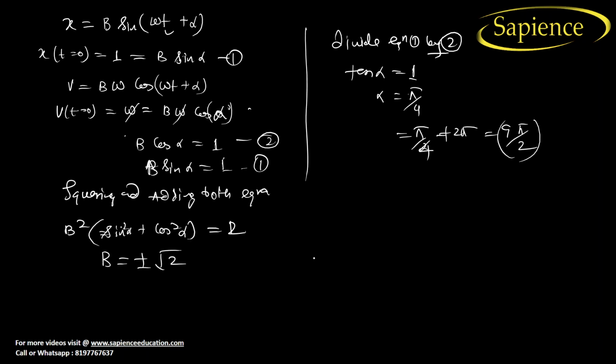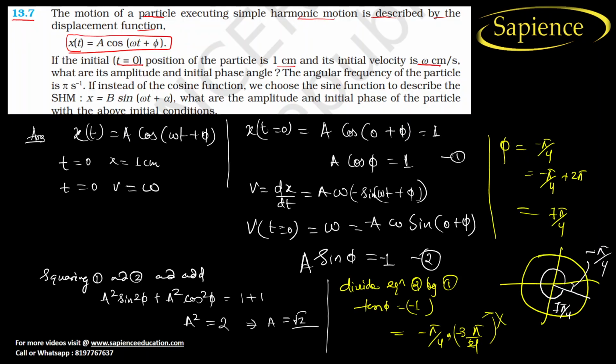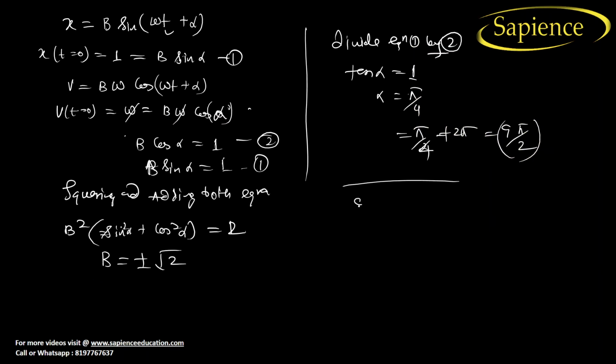So the only difference was that earlier they had a value minus pi by 4 for the initial condition. In the earlier case we have minus pi by 4 as an angle, but in this case we have plus pi by 4 as an angle. We have the same amplitude in both the cases. So I hope you have understood this.